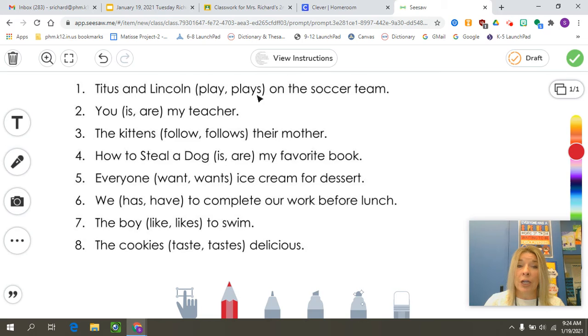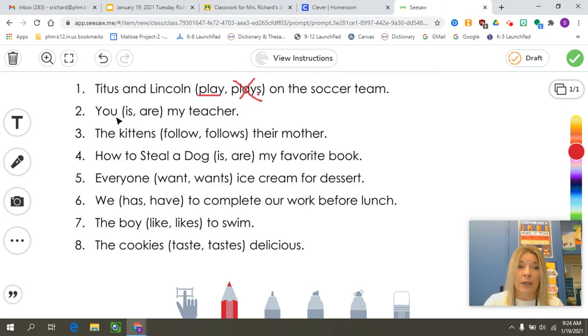Notice this verb has changed by adding an S right here. Okay, so they added an S. So should my sentence say Titus and Lincoln play on the soccer team? Or should my sentence say Titus and Lincoln plays on the soccer team? Which one sounds correct? We have two people. Two people are going to play on the soccer team, not plays. It's very important that we're looking for that S on the end. We're making sure it sounds right.